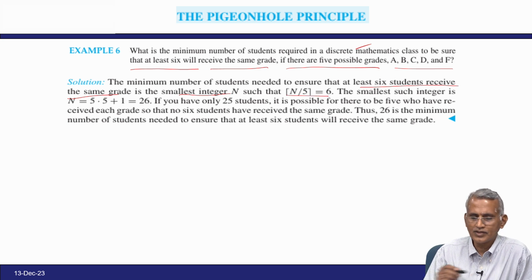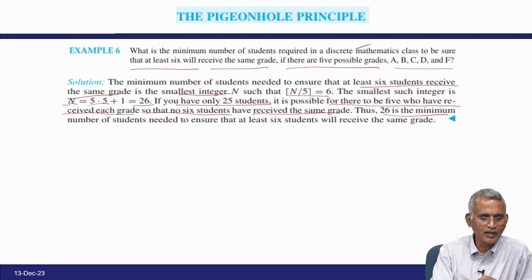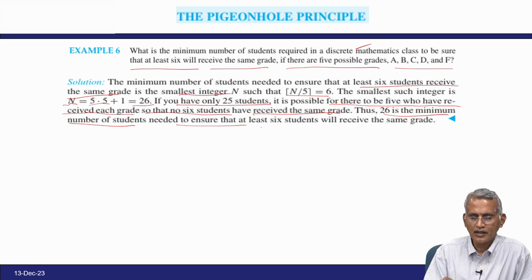Therefore, the smallest such integer n we have to find is 5 times 5 plus 1, equal to 26. So, if we have only 25 students, it is possible for there to be 5 who have received each grade, so that no 6 students have received the same grade. Thus, 26 is the minimum number of students needed to ensure that at least 6 students will receive the same grade.